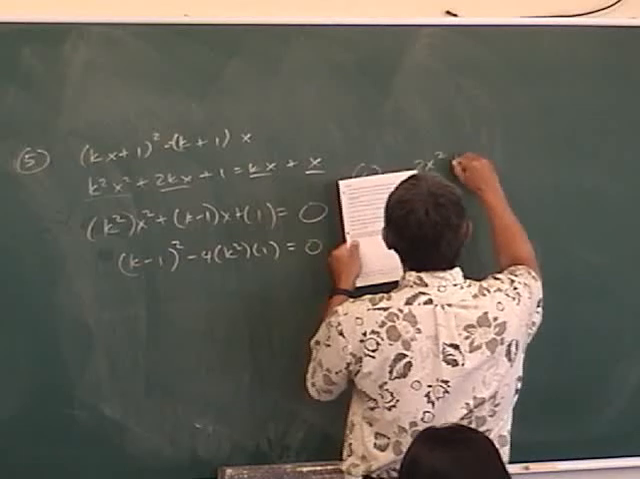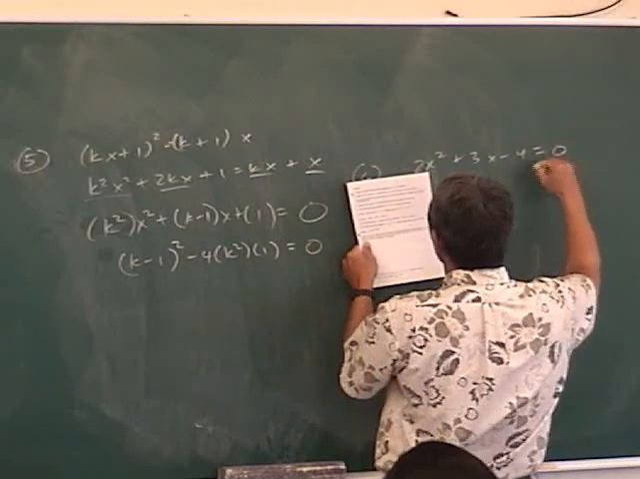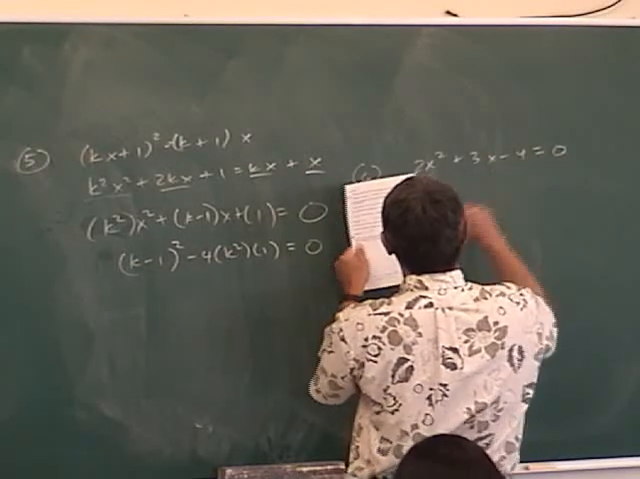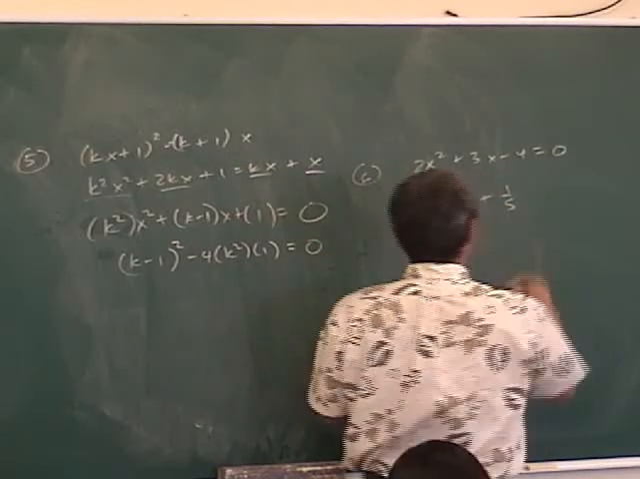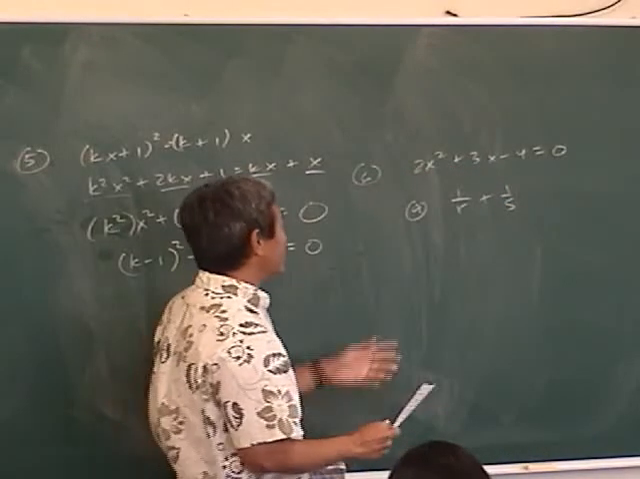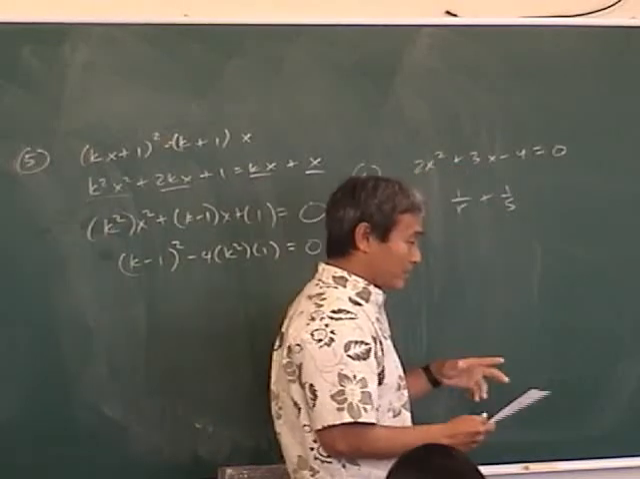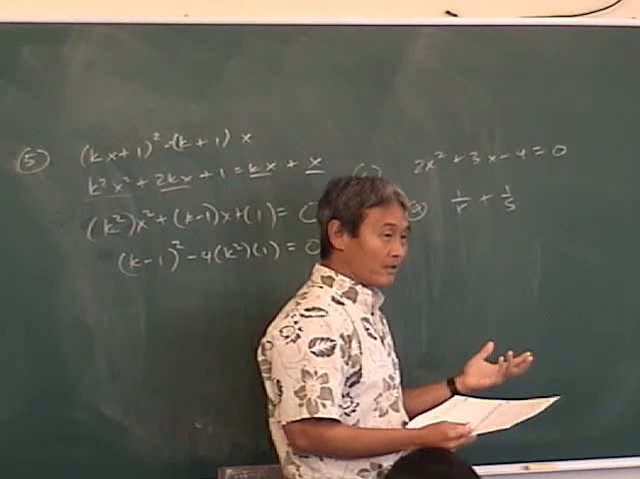2x squared plus 3x minus 4 equals 0. R and S are the roots of this equation. A, what's the value of 1 over R plus 1 over S? Now, one way to do the problem is you could actually compute the two roots of this equation by using the quadratic formula. But don't you get two ugly numbers?